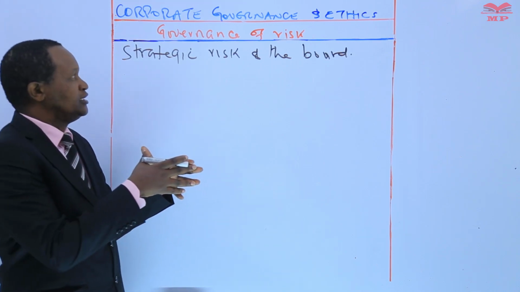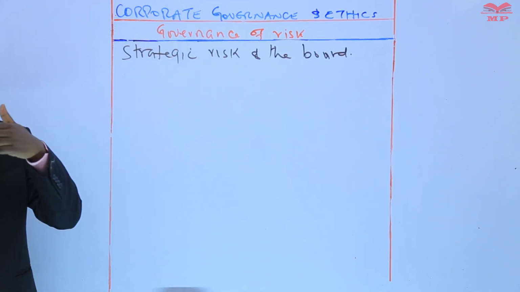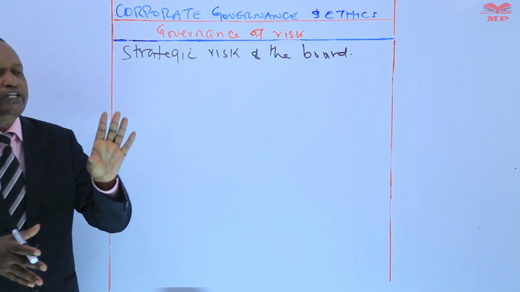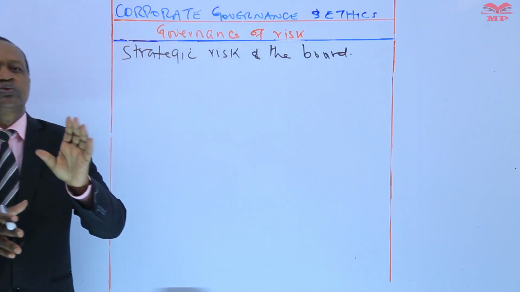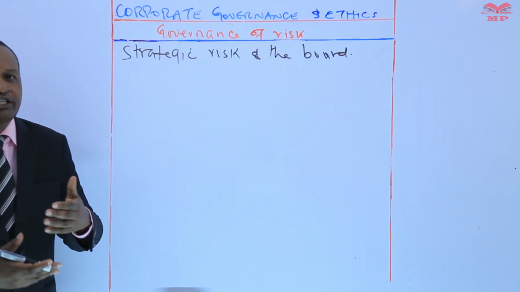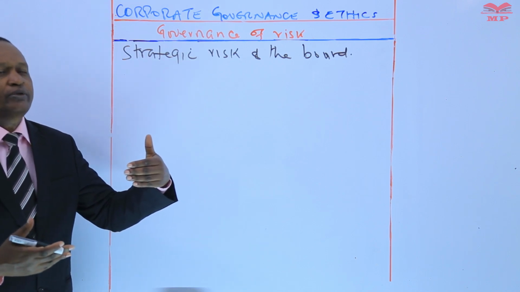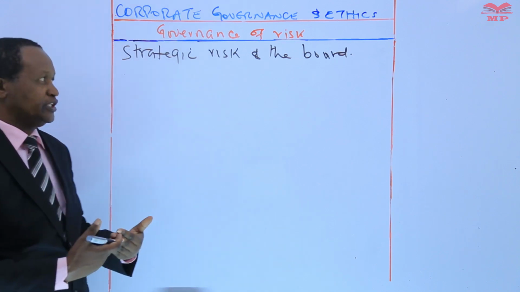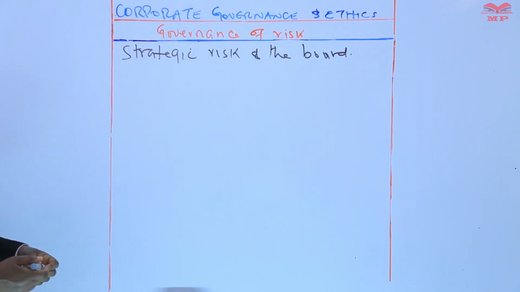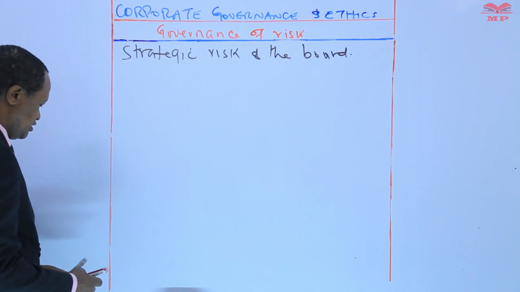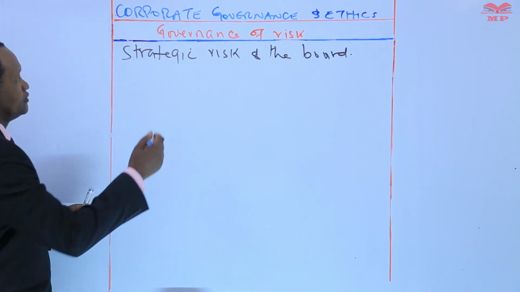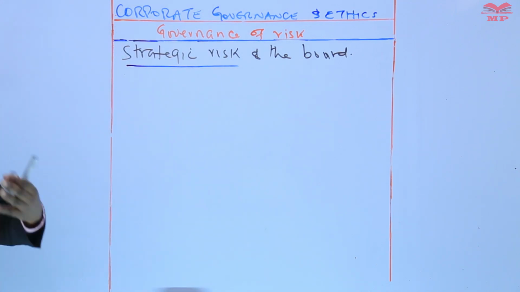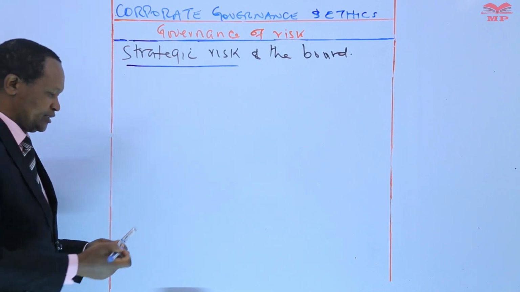Strategic risk refers to the potential for adverse outcomes or negative impacts on a company's ability to achieve its long-term objectives due to errors in strategic decision making or due to errors in the external environment that could undermine its competitive position. That's the meaning of strategic risk. I say it is the potential for adverse outcomes.